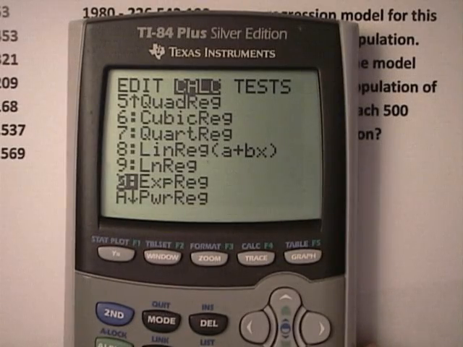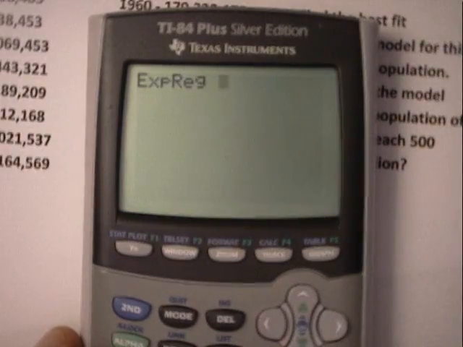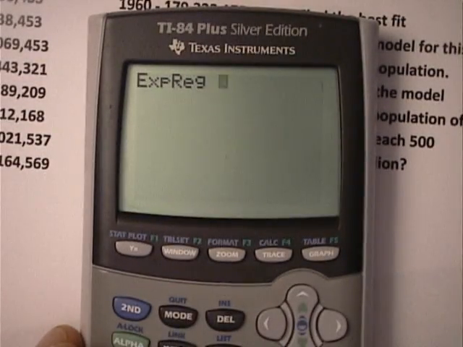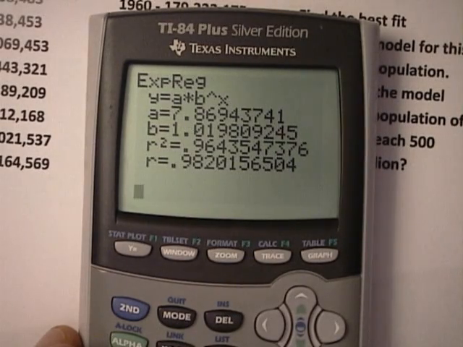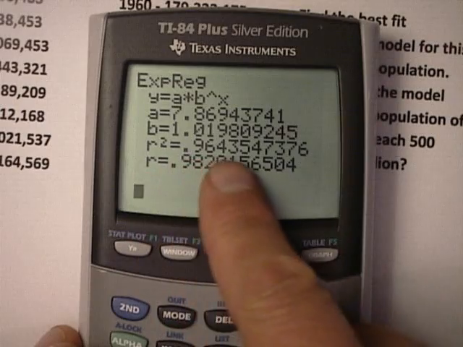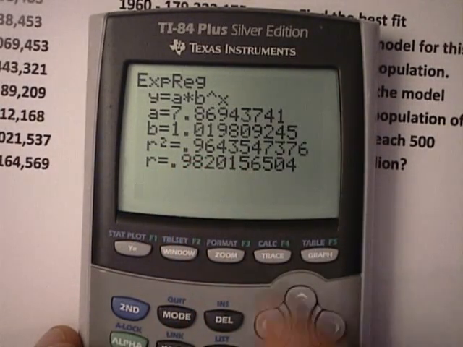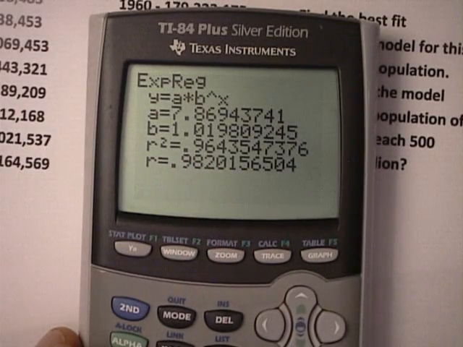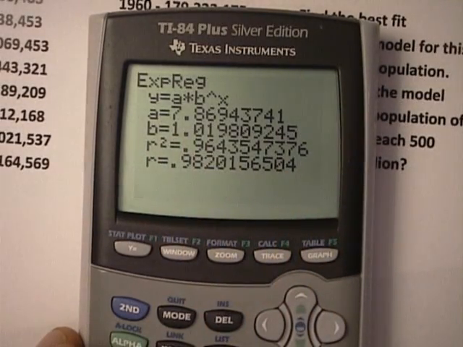EXPREG, which stands for exponential regression. So we're going to press enter to run the exponential regression, and there it comes. Now essentially that's our model. This r squared value is pretty good. It's up above 0.9. In fact, it's above 0.95, which is pretty excellent, actually. Pretty good fit. So we want to check the fit with the picture.